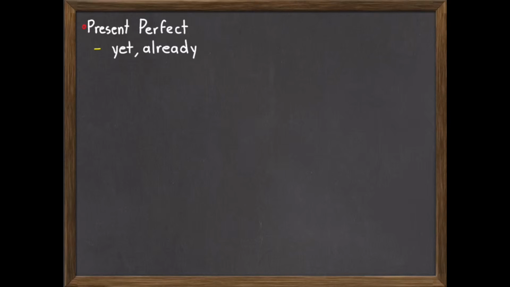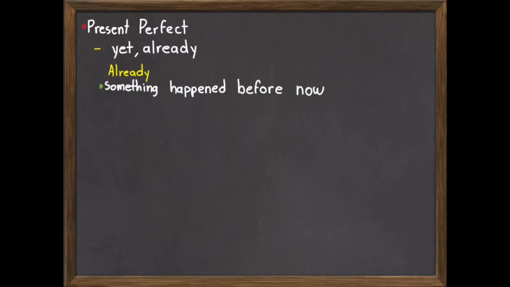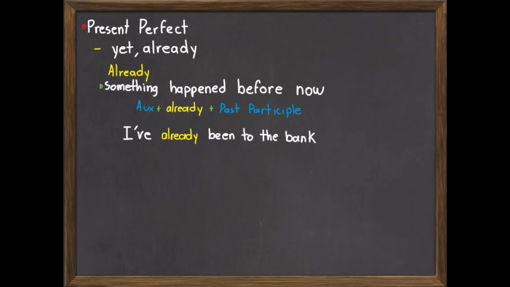Let's start with already. We would use already with the present perfect to emphasize that something has happened before now. Now, the structure would be like this. The auxiliary verb, which could be have, and already, followed by the past participle of the verb we're talking about. For example, I've already been to the bank.